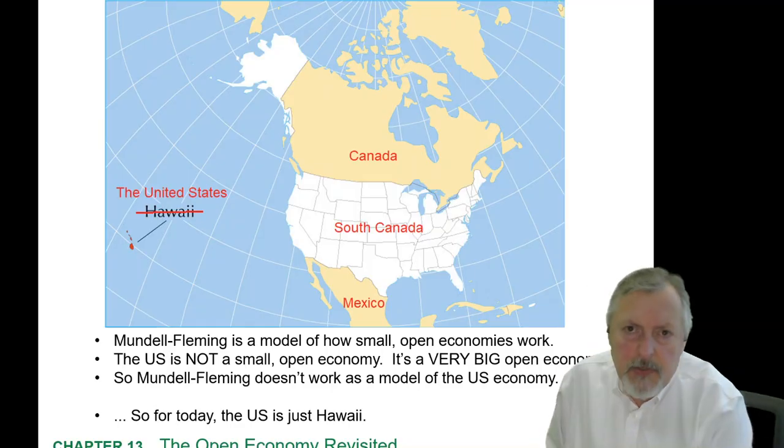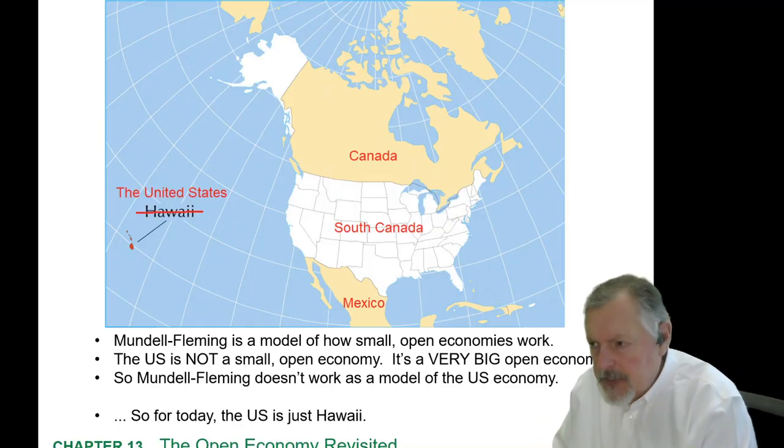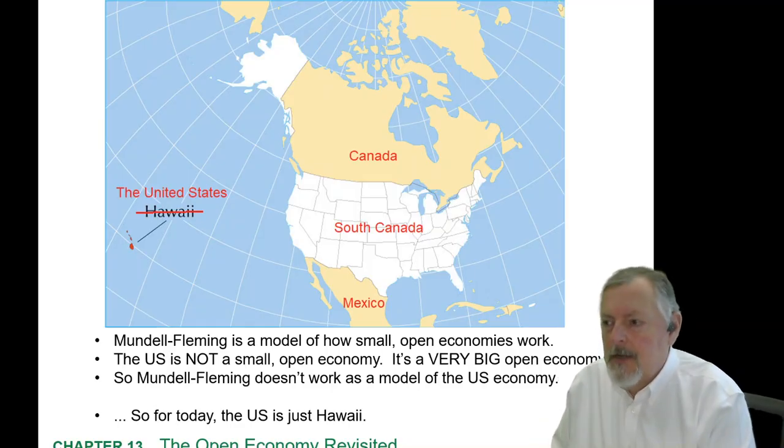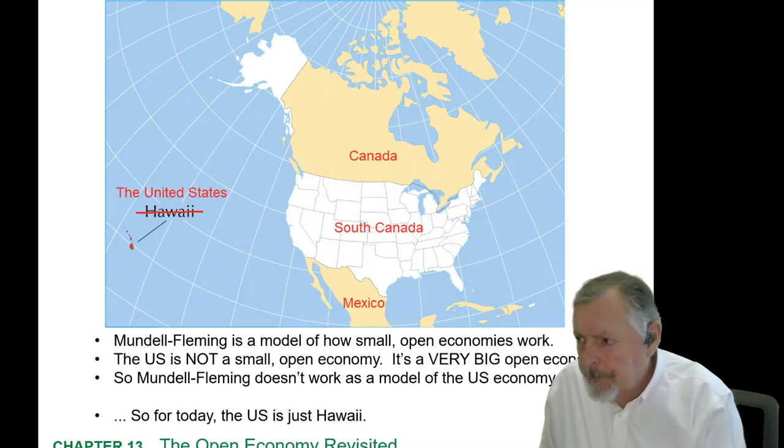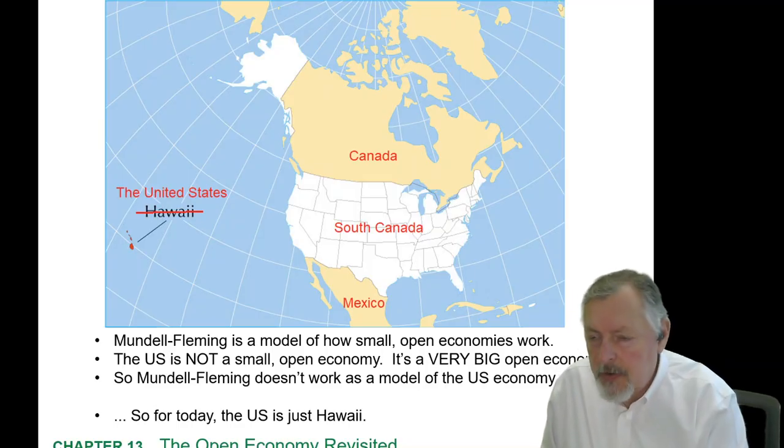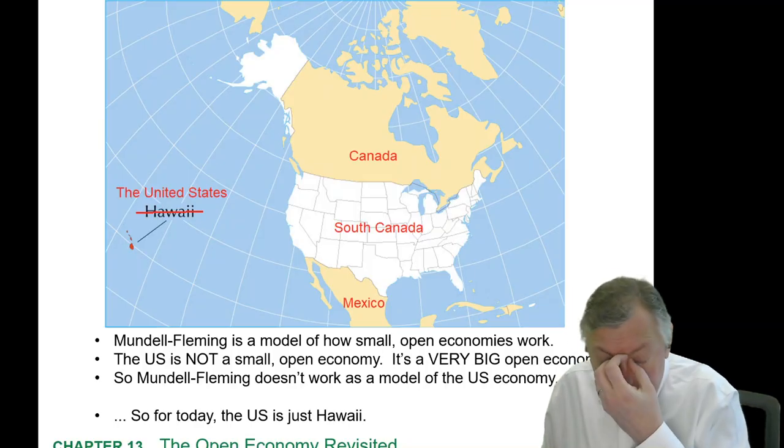The problem is we're not New Zealand. We're in the United States, and the United States is not a small open economy. We are an open economy, but we are not price takers. We have market power. So what we do domestically does change the world financial markets equilibrium. And so Mundell-Fleming, or ISLM BOP, does not work to describe the economy of the United States.